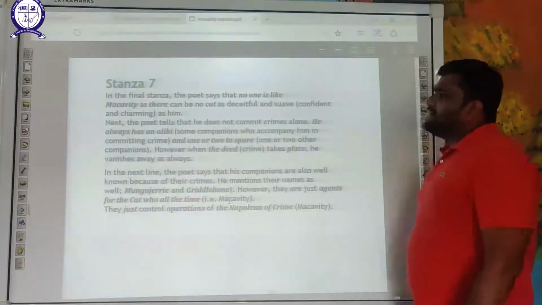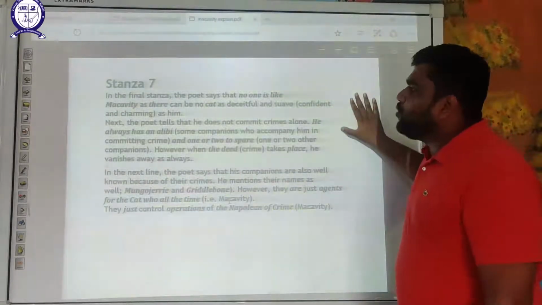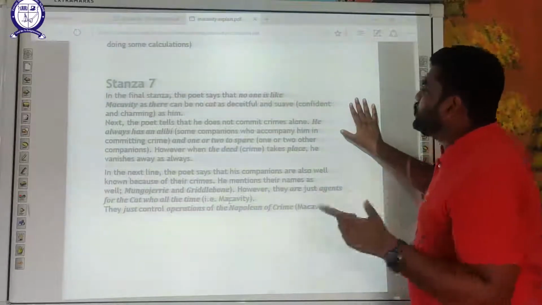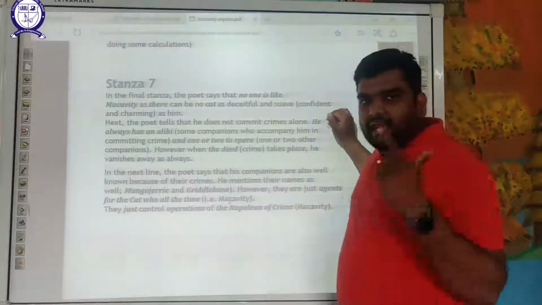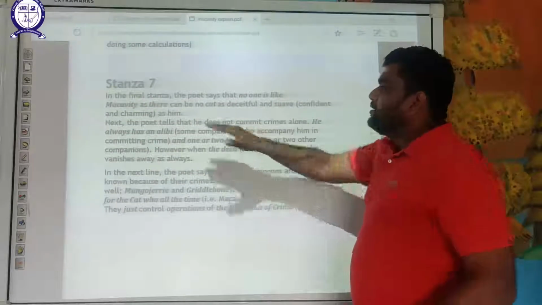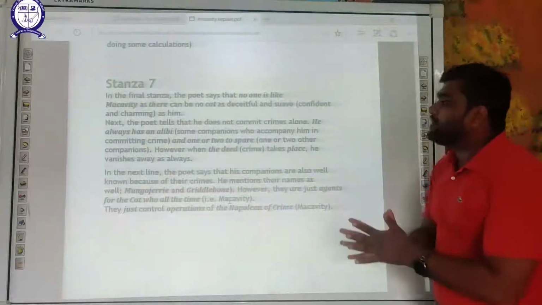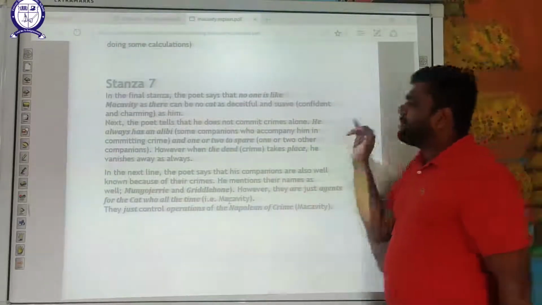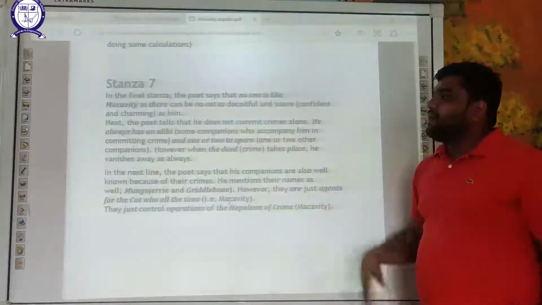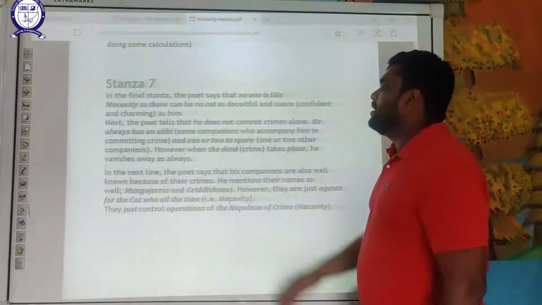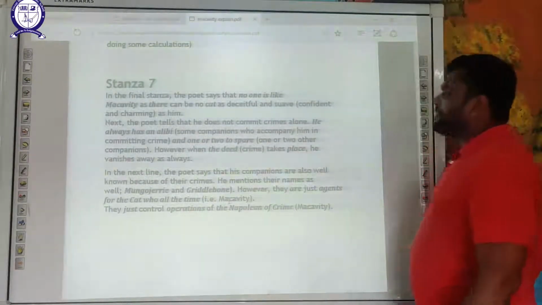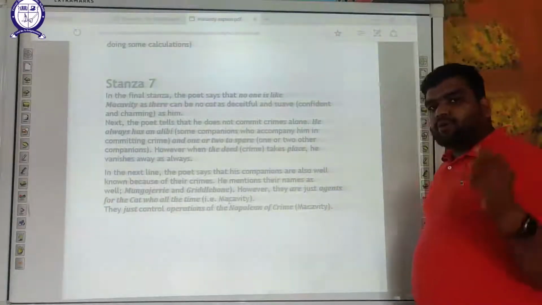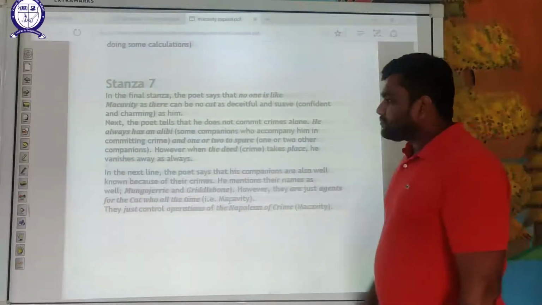Now stanza number 7. In the final stanza, the poet says that no one is like Macavity, as there can be no cat as deceitful and suave, that is confident and charming, as Macavity. Next, the poet tells that he does not commit crimes alone. He always has an alibi, some companions who accompany him in committing crime. Alibi can be used in negative sense. And one or two to spare. One or two other companions also, along with the alibi.